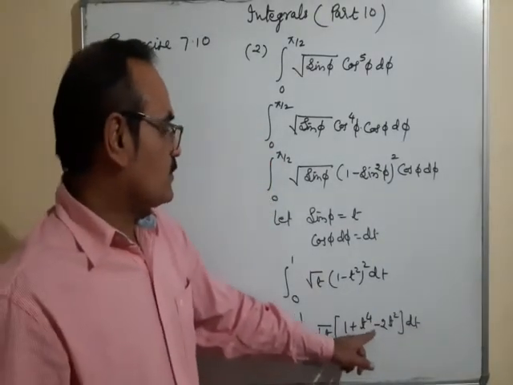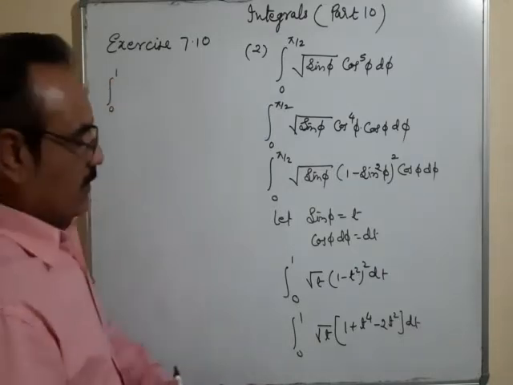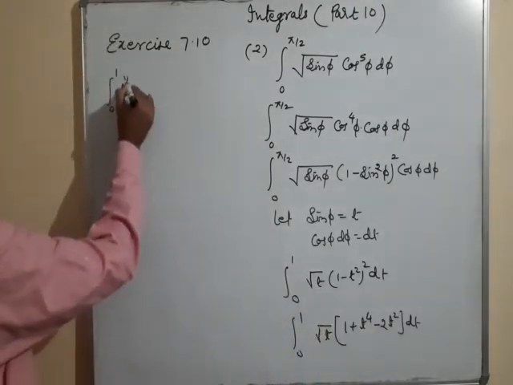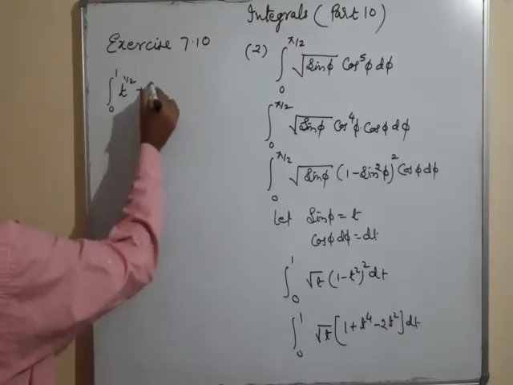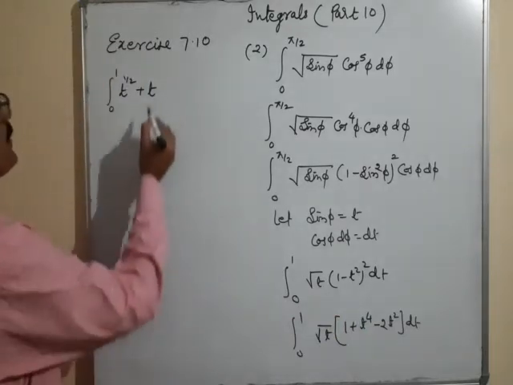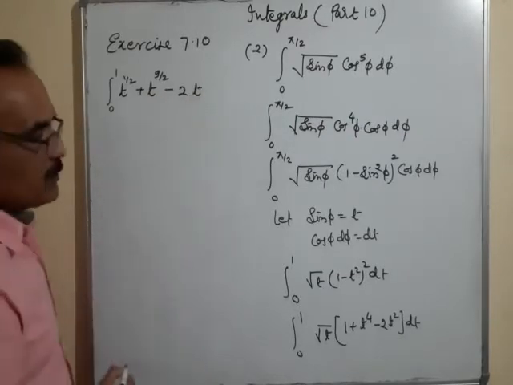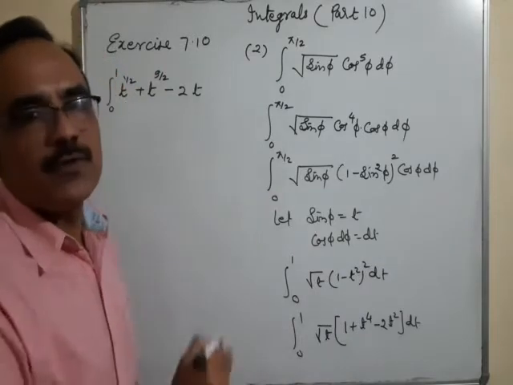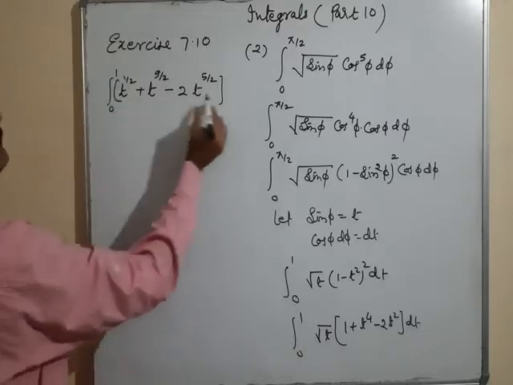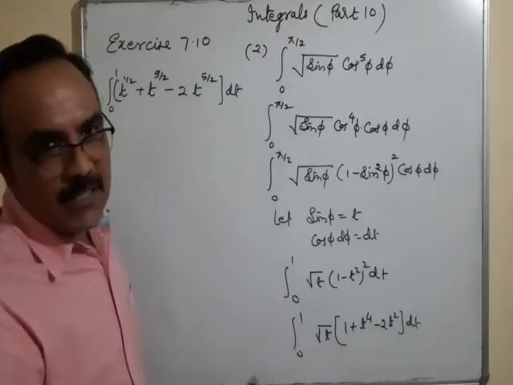Okay, a square plus b square minus 2ab. 0 to 1, root t, that means t to the power 1 by 2 multiplied inside. So it is coming t to the power 1 by 2, plus t to the power 4 plus 1 by 2, that is 8 plus 1, 9 by 2. Understood? Minus 2 t to the power 2 plus 1 by 2, that is 5 by 2. Got it? Because t to the power 1 by 2, when we multiply it inside, the bases are same, so the powers will be added.